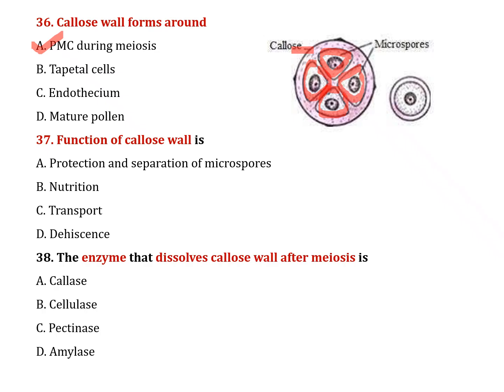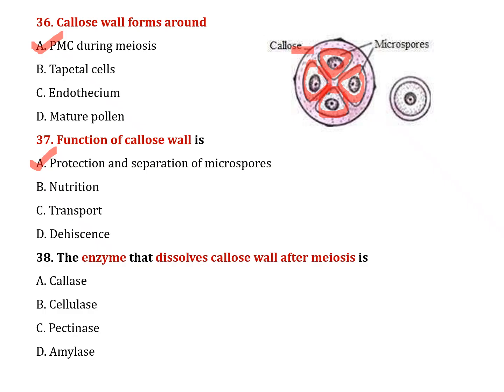The next question, number 37. Function of callose wall is: option A, protection and separation of microspore; option B, nutrition; option C, transport; option D, dehiscence. Correct answer is option A, protection and separation of microspore.